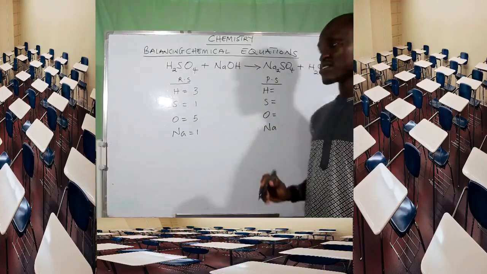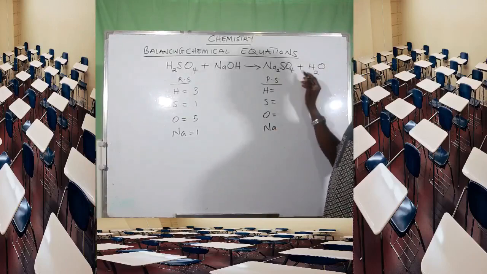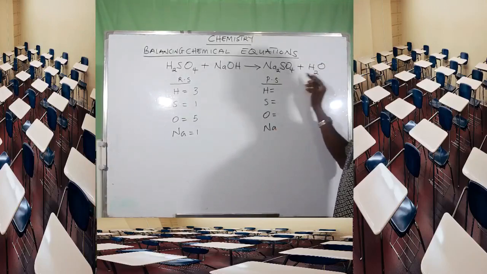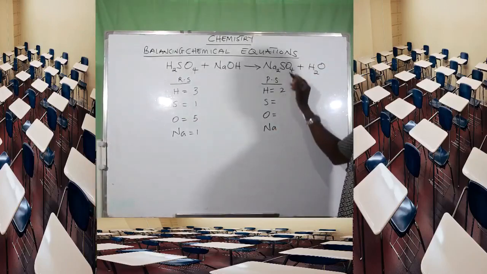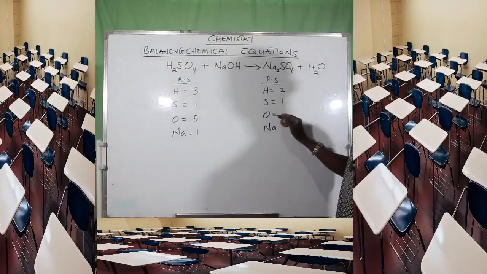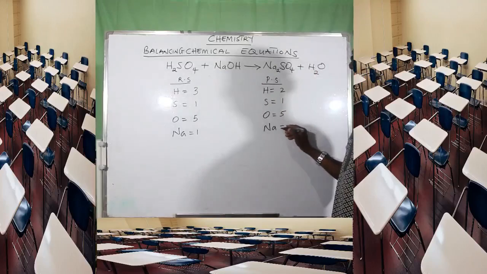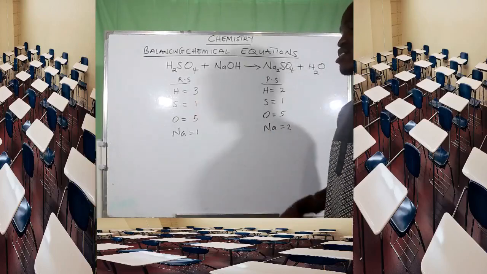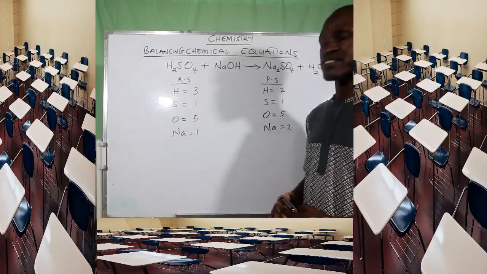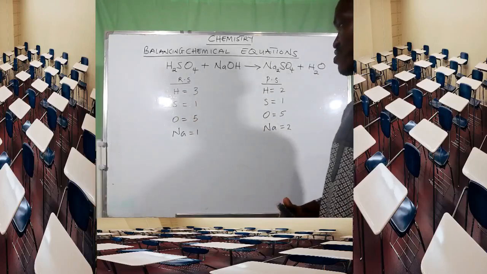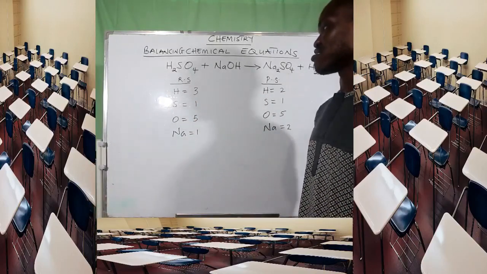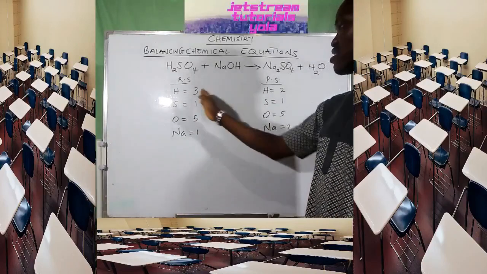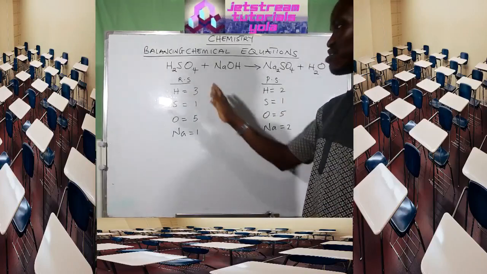Are we together? Then come to the product side. Hydrogen, if you observe, we have 2 atoms. Sulfur, we have 1. Oxygen, we have 5. And for sodium, we have 2. So after we have successfully identified the number of atoms on the reactant side and product side, what we should do next is consider upgrading the numbers to be the same.